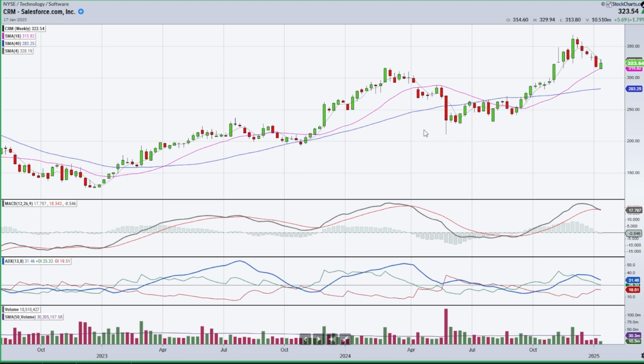All right. So just keep these things in mind. I think as you start to look at this 1, 2, 3 pattern, I think it can come in really handy on pullbacks.